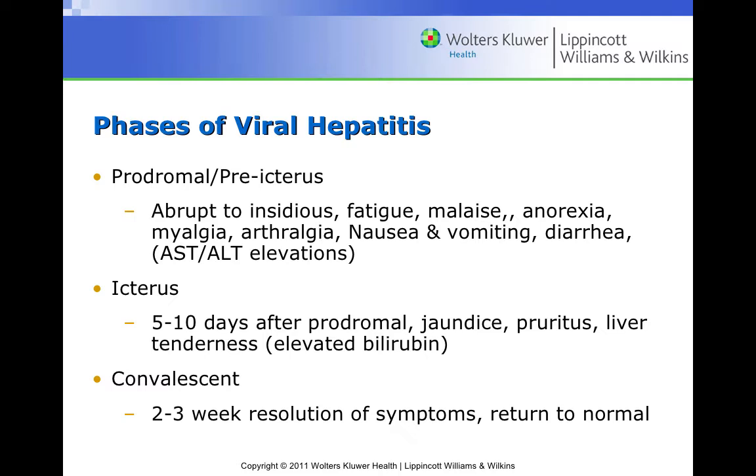The icterus phase, which is usually about 5 to 10 days after the prodromal phase, is where we get the jaundice and the pruritus, the itchiness, and the liver tenderness, and this is where the bilirubin becomes elevated. And in the convalescent phase, which is about 2 to 3 weeks, we see a steady resolution of symptoms and a return to normal.